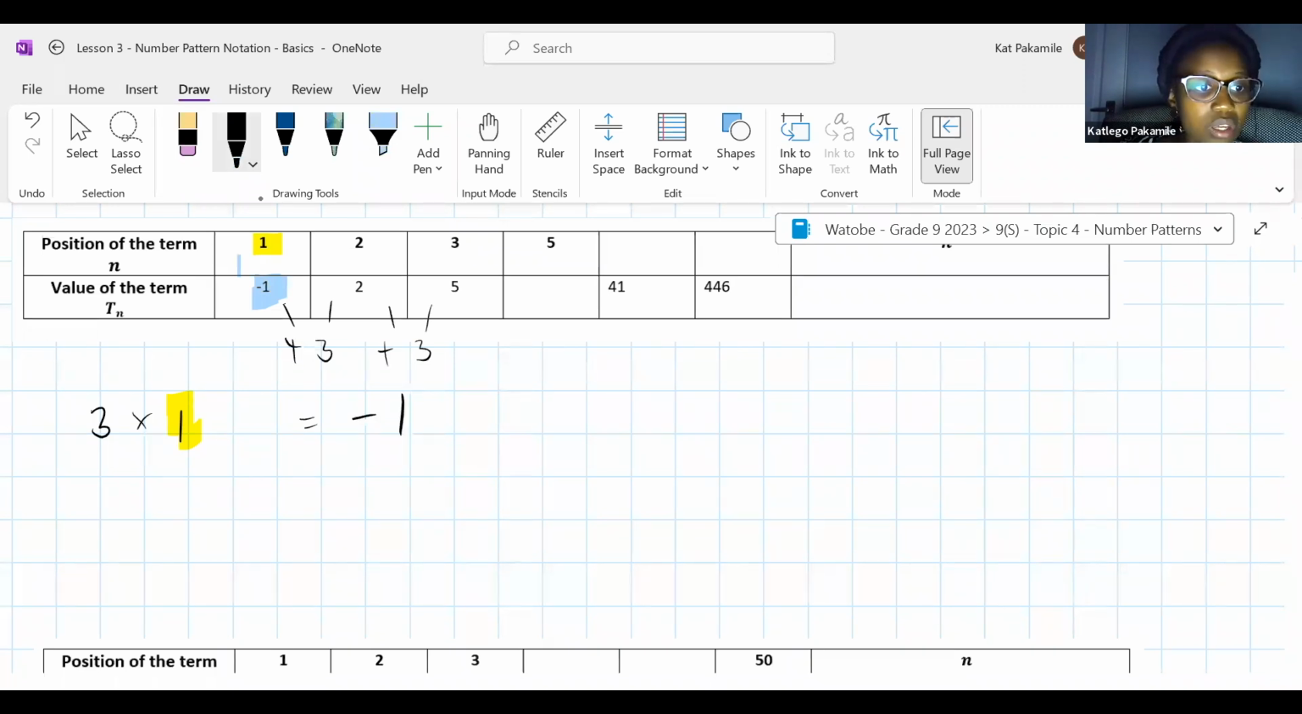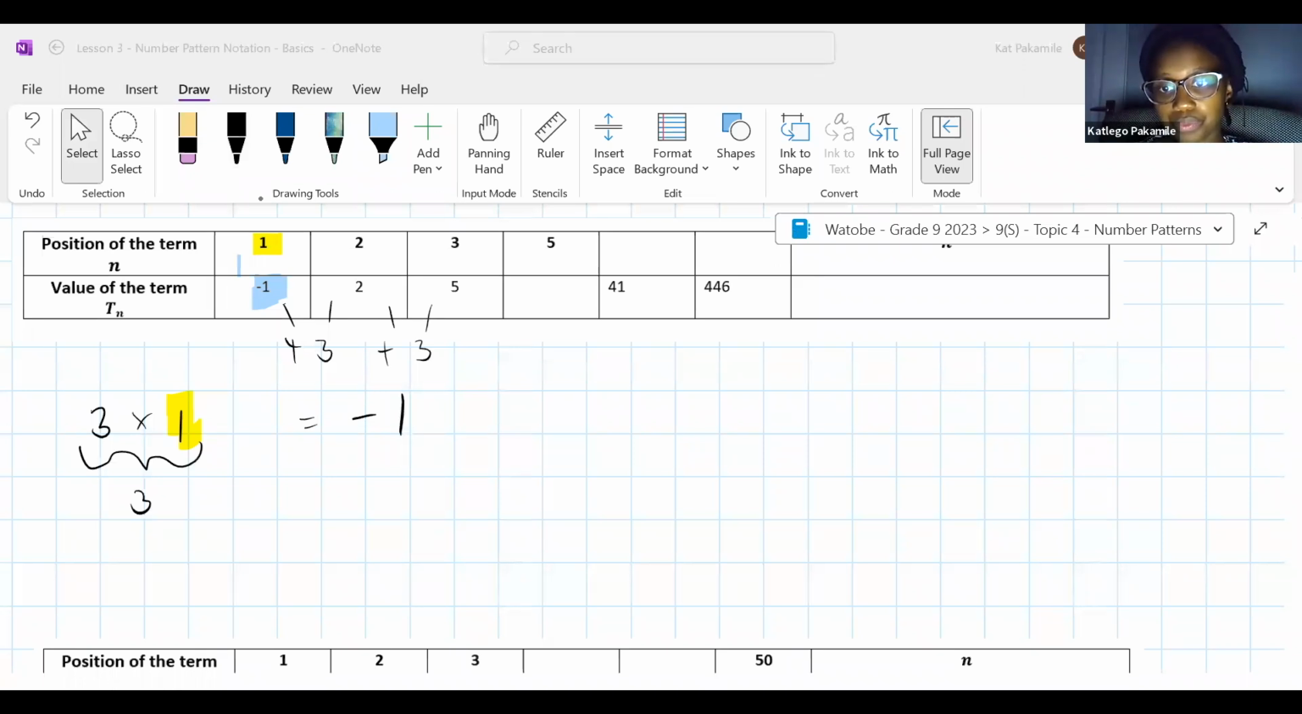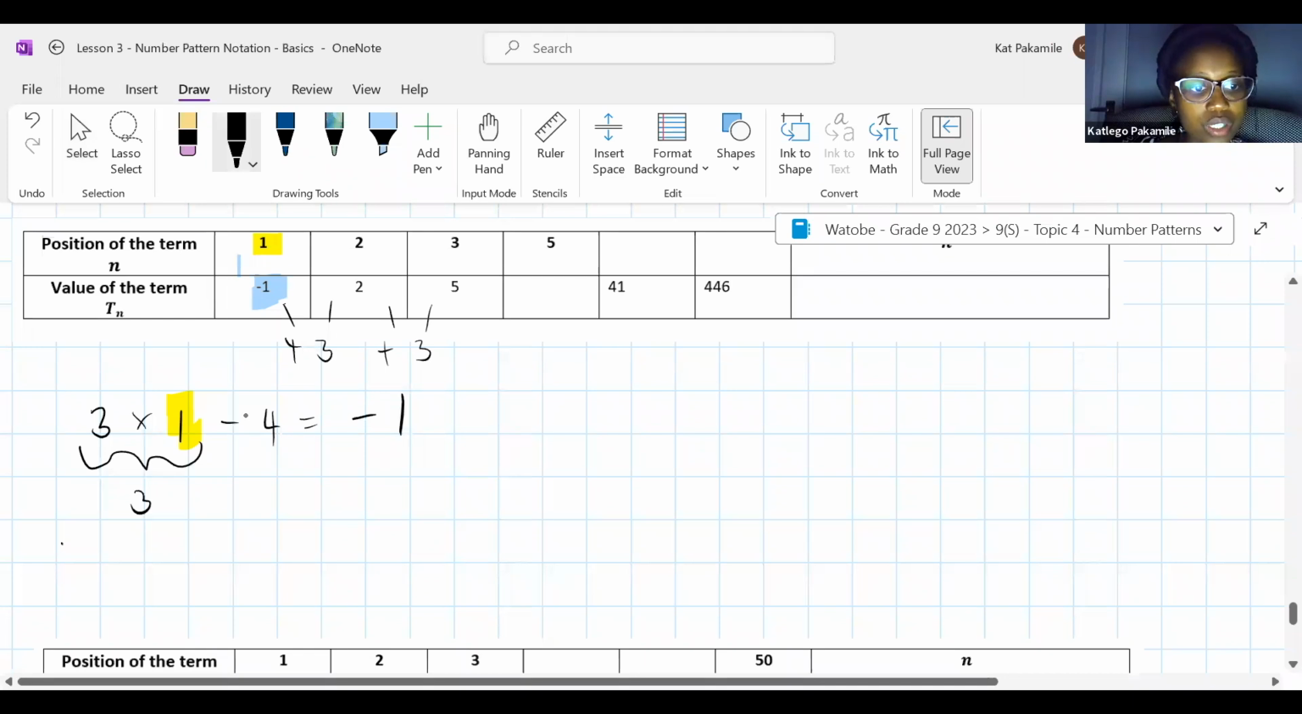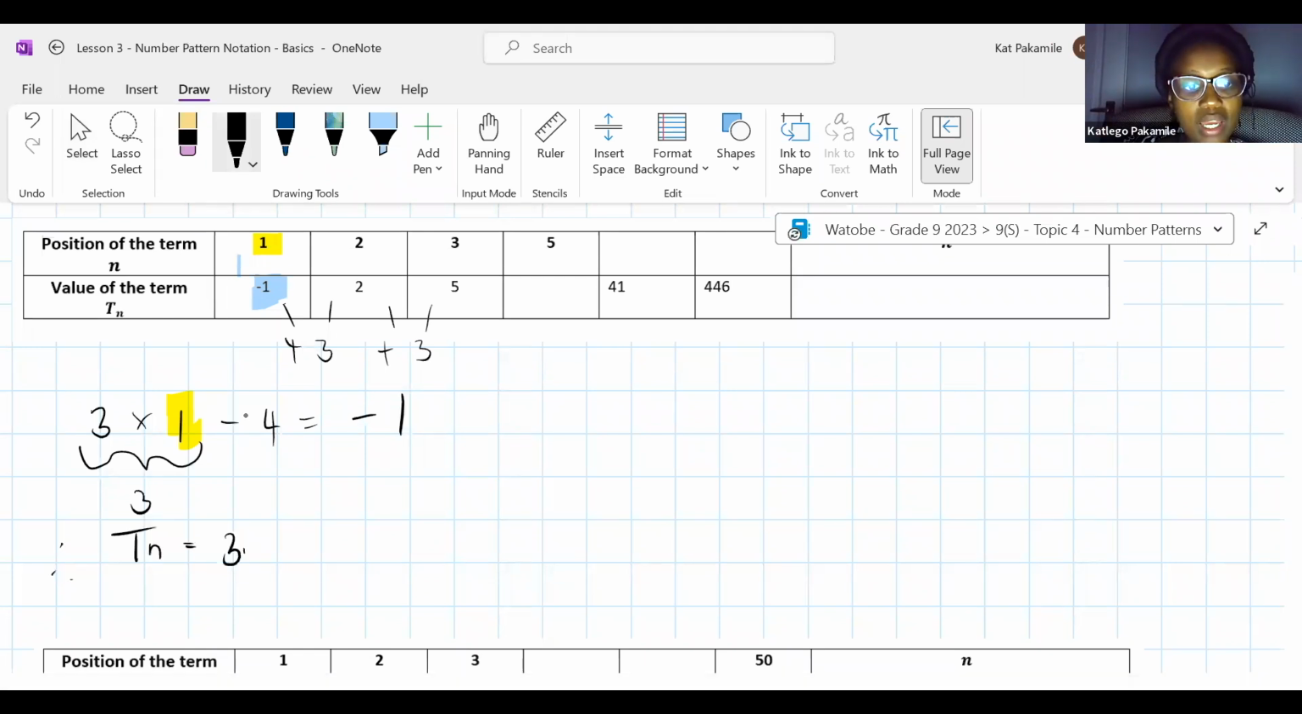3 times 1 is 3. What am I adding or subtracting to get to -1? Let me know. What am I adding or subtracting to get to -1? -4. So therefore, we can state that our rule is Tn is equal to 3n minus 4.